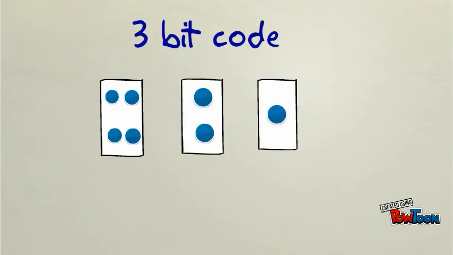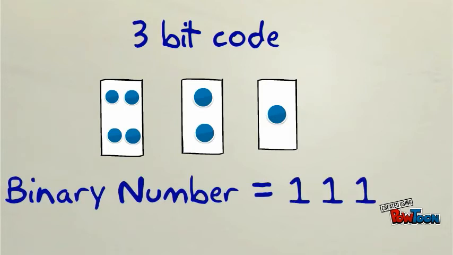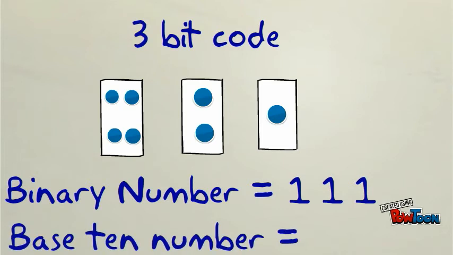This is a 3-bit code. What is its binary number? 111. All of the cards are facing up to reveal numbers. Therefore, each card is represented by 1. What base 10 number does it represent? I'll give you a hint. Count how many dots you see.